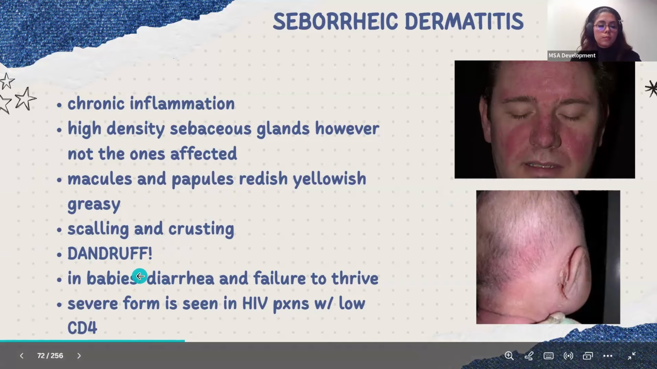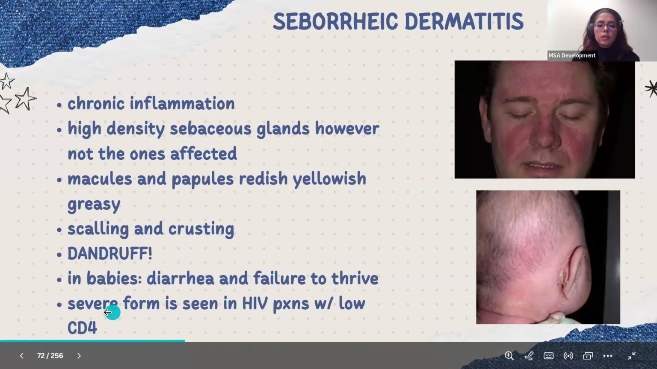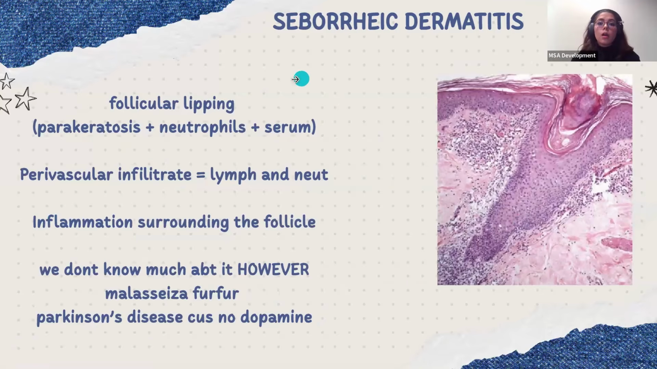In babies, there's diarrhea and failure to thrive. A severe form is seen in HIV patients with low CD4 count. Again, you just know this as a fun fact of the day. What's found in the histology is follicular plugging, so the follicle itself is blocked. Parakeratosis, neutrophils, and serum are also found. Perivascular infiltrate, lymphocytes and neutrophils. There's inflammation surrounding the follicle.